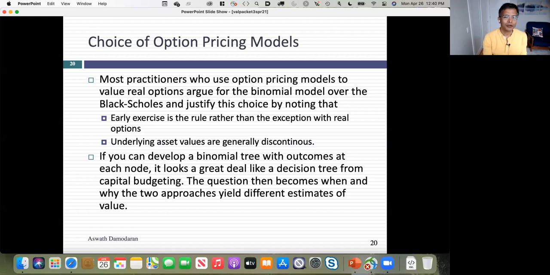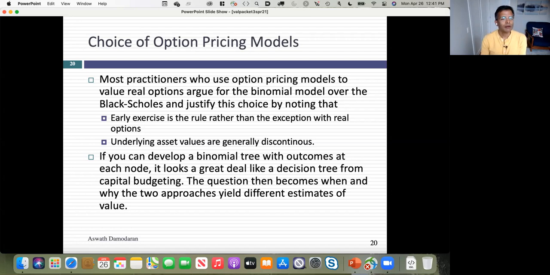Now, do you see why the purists don't like the Black-Scholes model? Their argument is the Black-Scholes model is designed to value European options. Real options get exercised early. Therefore, you should always use the binomial model because it allows for early exercise. True. But it's a nightmare to actually use because you've got to draw these little branches and come up with values at every branch. So people who say you should always use the binomial never actually show you how to do it, especially with a 10-year patent.